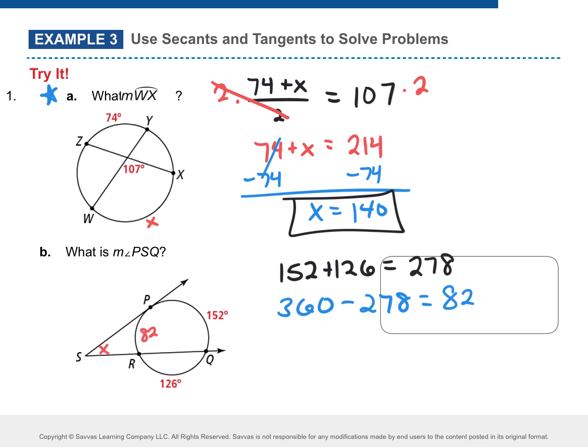Okay, so now that I have both arcs, how do I find this angle on the outside? Yep, take 152, its big arc, minus 82, the smaller arc, and then divide that by 2. So 152 minus 82, 70, divided by 2 is 35.